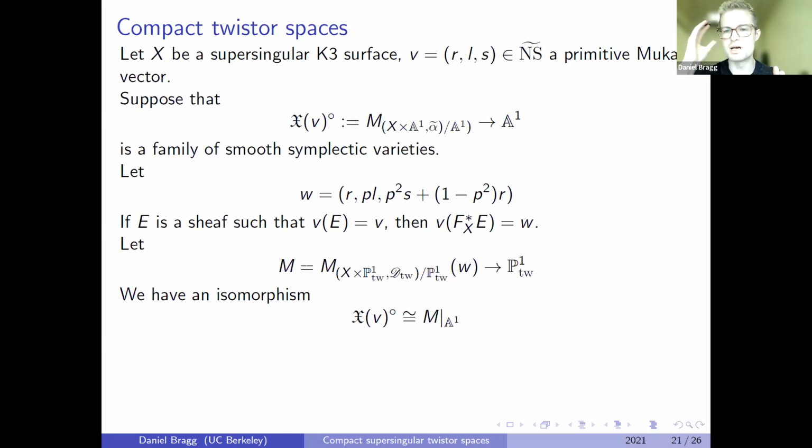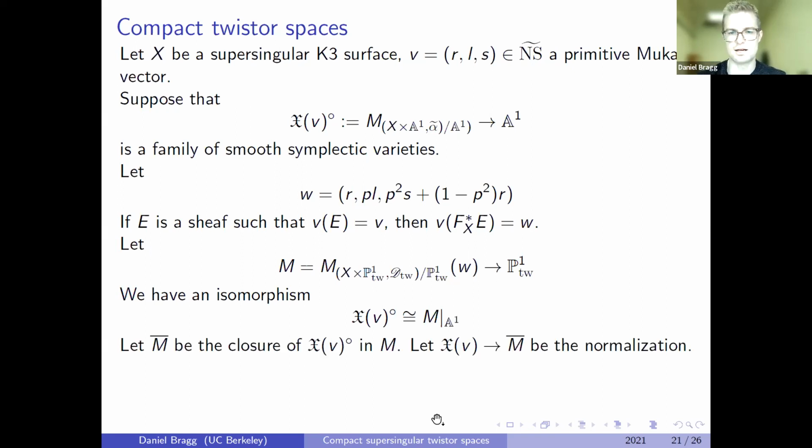But what's the minimal thing you could do that you would hope would correct this? You could take the closure of all the other fibers in the whole thing. That'll give you something that at least has the right dimension. Every fiber has the right dimension, and it'll also be flat. And you could also normalize it, just in case it's not normal.